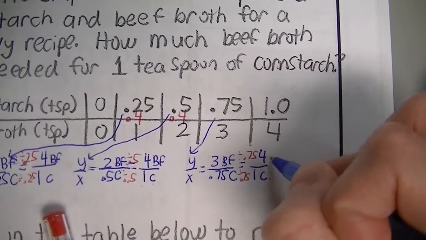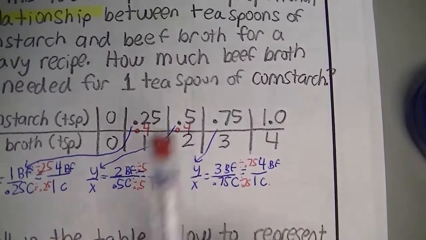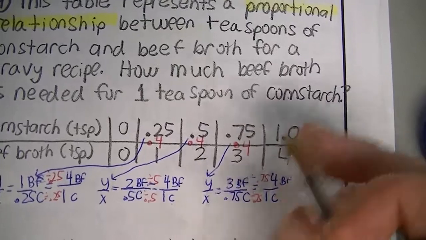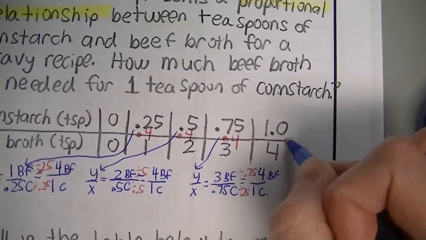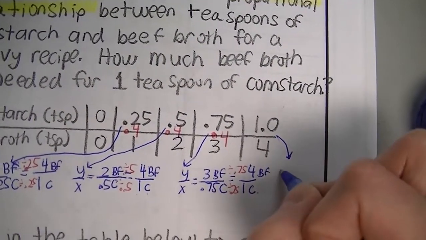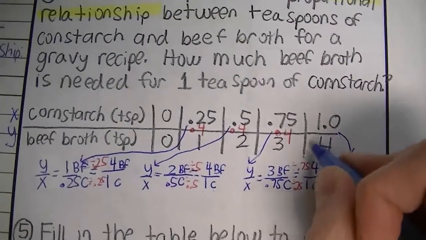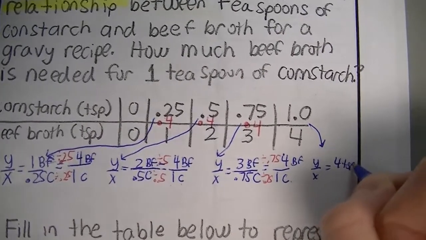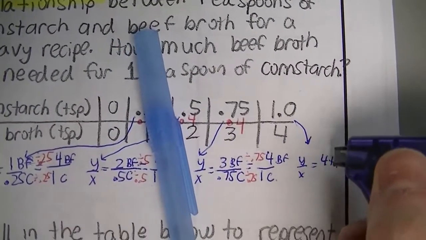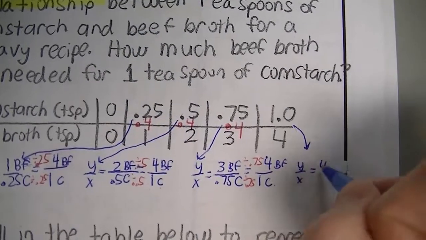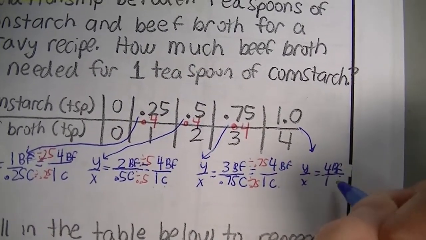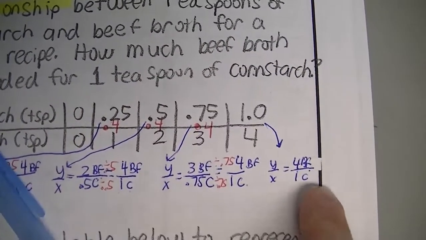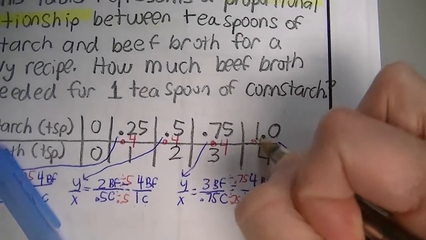So look, same unit rate. 4 teaspoons beef broth for every 1 teaspoon cornstarch, so times 4. Okay, and look right here. Again, y divided by x equals y is 4 teaspoons. Oops, sorry, teaspoons broth. I don't know why I wrote teaspoons. I should say beef, so I'm consistent. For 1 teaspoon cornstarch. Well, that's already a unit rate right there, because it's already over 1. So we just times that by 4.